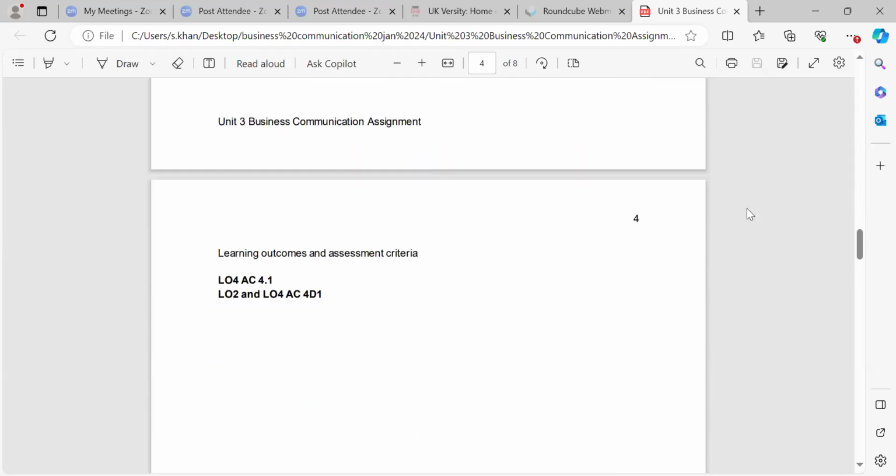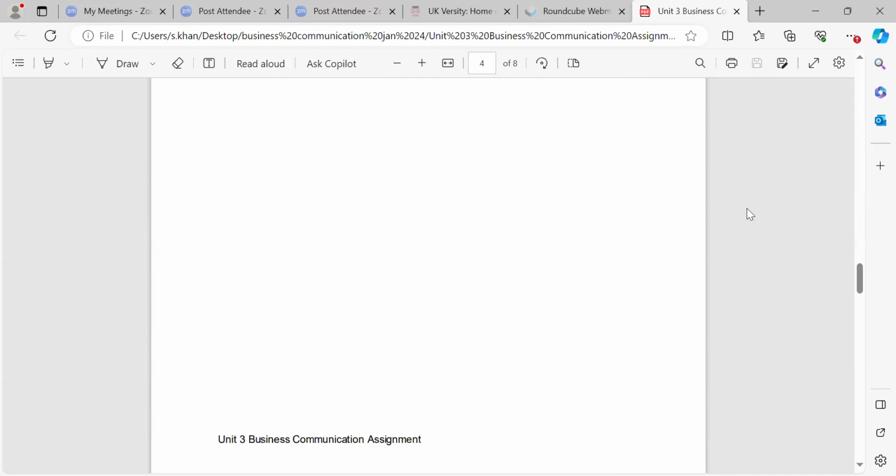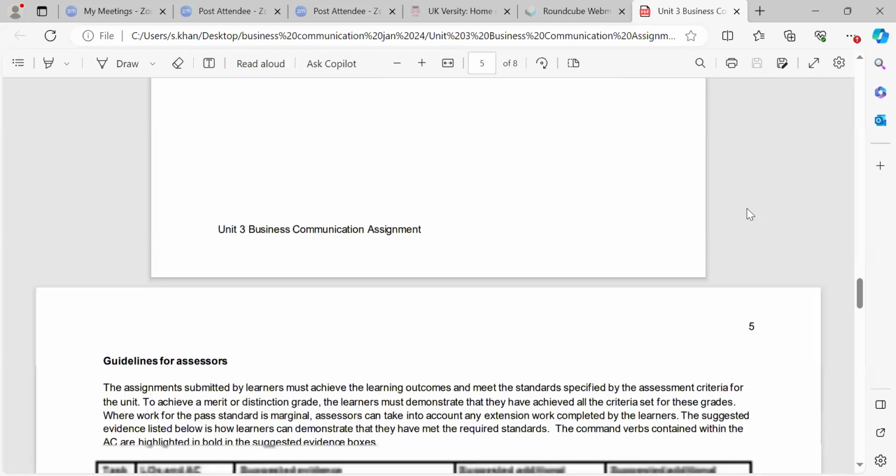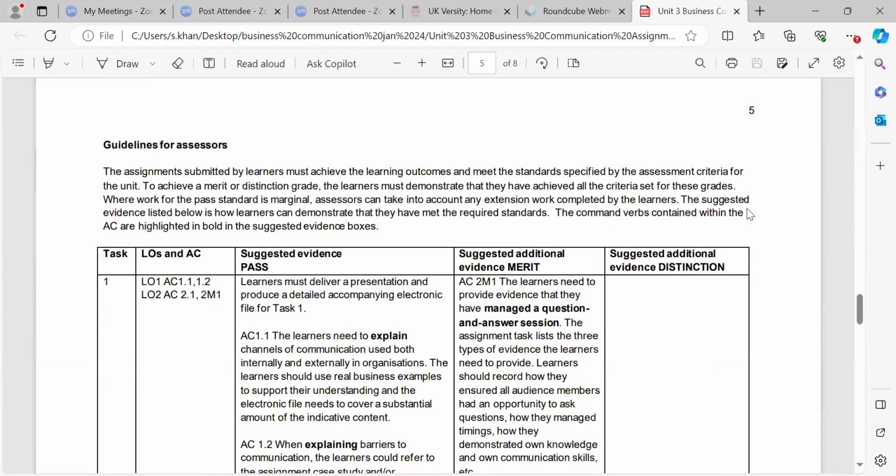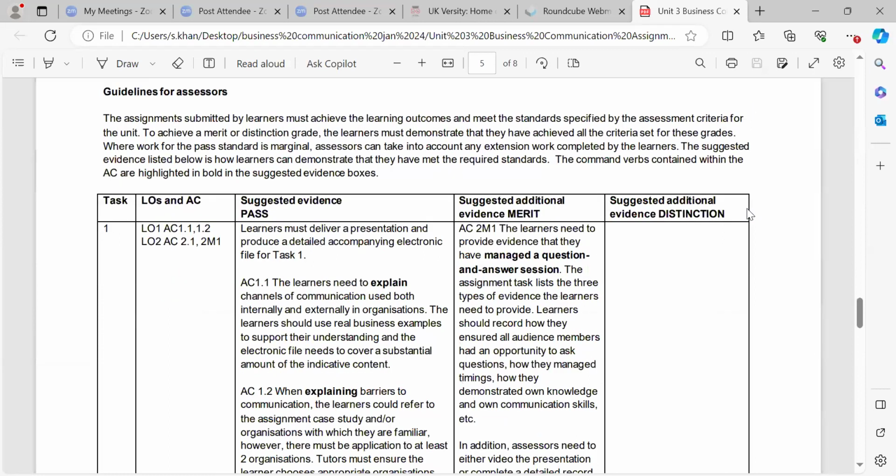If you want to gain the extra marks, it's up to you to do the extension activities. And these are the guidelines for assessors. So in task 1, learning outcome 1, AC 1.1 and 1.2, learning outcome 2, AC 2.1 and 2.2 M1, learners must deliver a presentation, as I've said to you in task 1. The learners need to explain channels of communication used both internally and externally in organizations and give 2 examples.